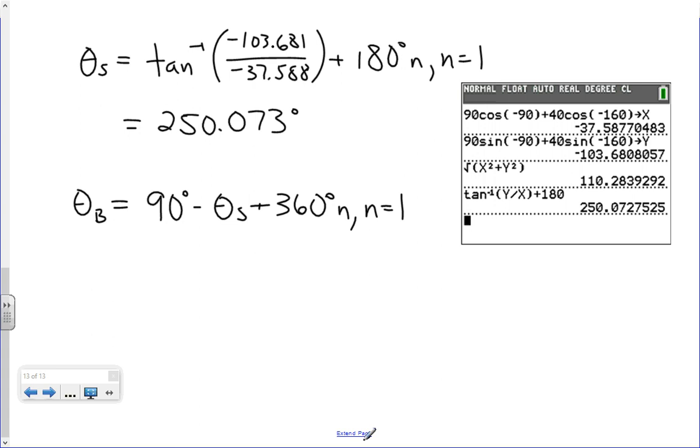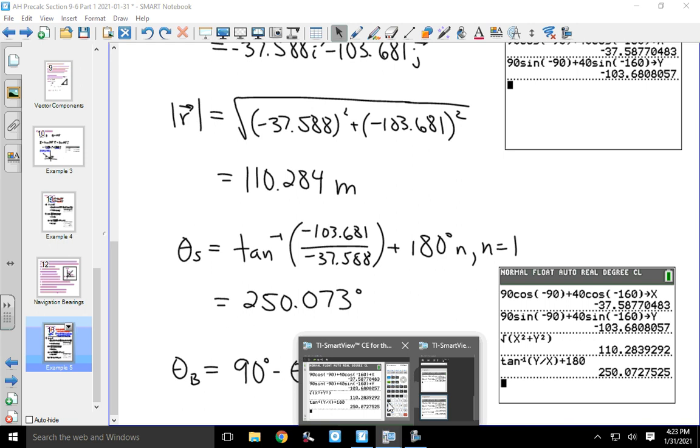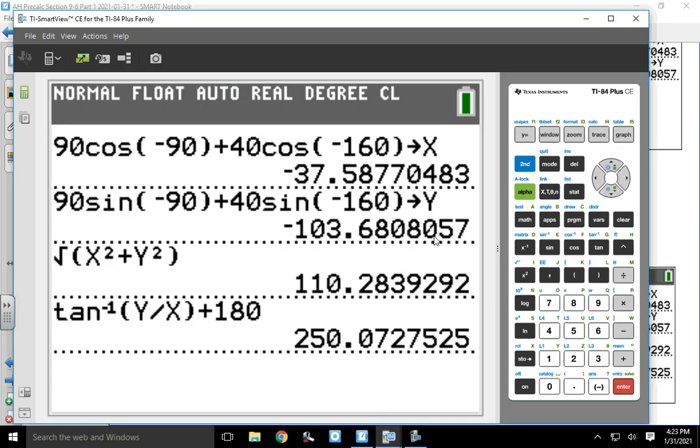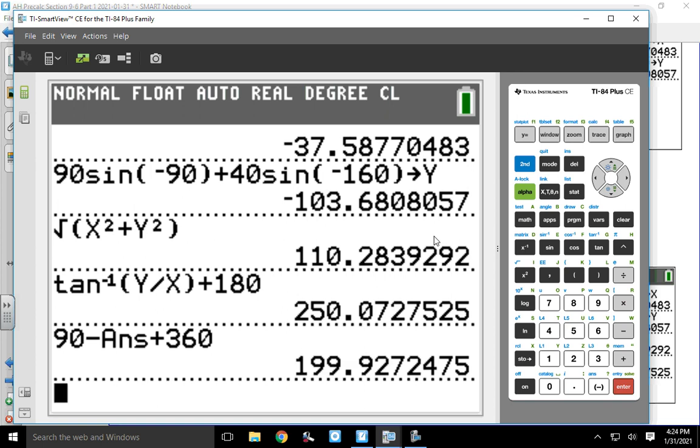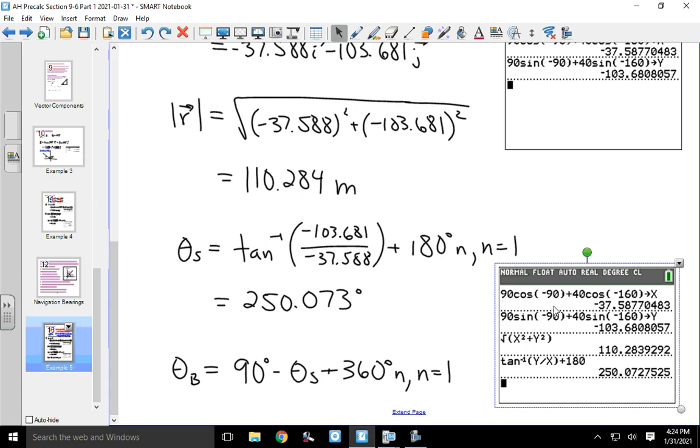So let's grab our calculator and do that. Again, the calculation is just 90. Maybe I should have stored that angle in the previous step, but that's all right. I think I can just grab its value here. So 90 minus that value. I'll just use answer here to do that. And then I have to add 360 so I get a positive answer here. Otherwise, I'll get a negative result. So 199.927. In fact, that's the screenshot that I really should have here. Let's grab that one. I'll get rid of this one.